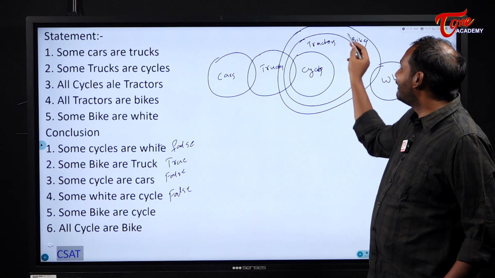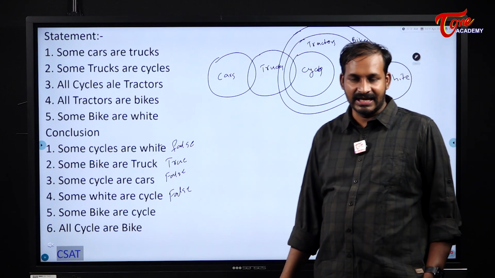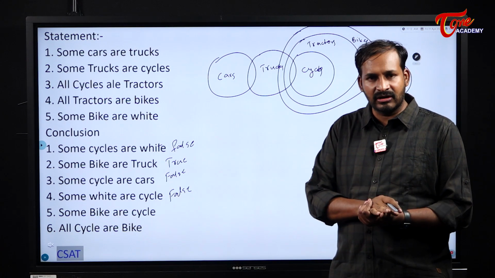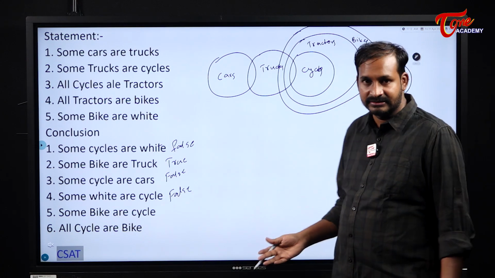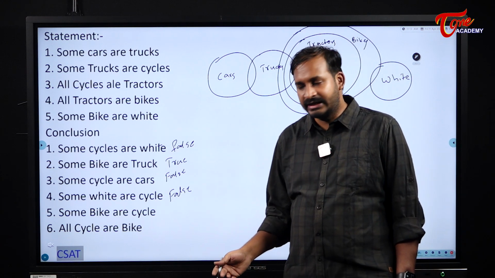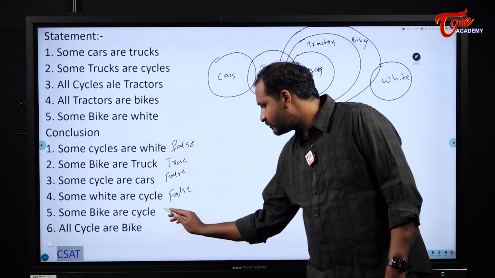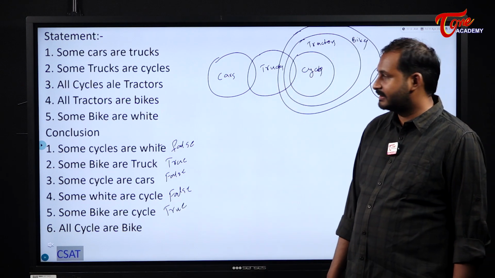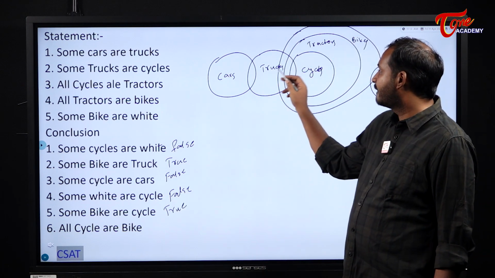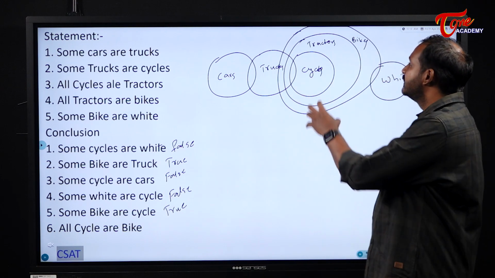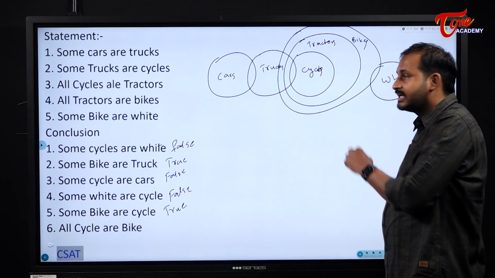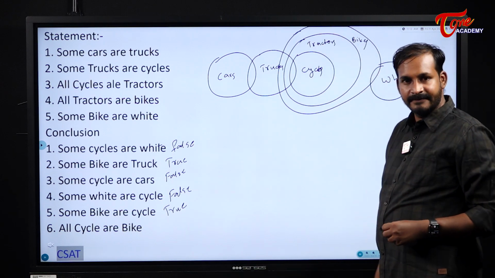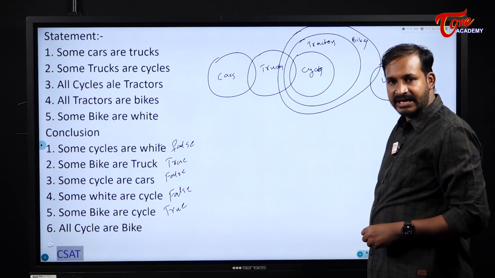See, cycles are completely inside the bikes. So obviously some bikes are cycles. Why? Because those two are intersecting. So this also becomes true. Next, all cycles are bikes. See here, cycles are inside tractors and tractors are inside bikes. Then obviously cycles are inside bikes, right? Why? Because these are concentric circles.